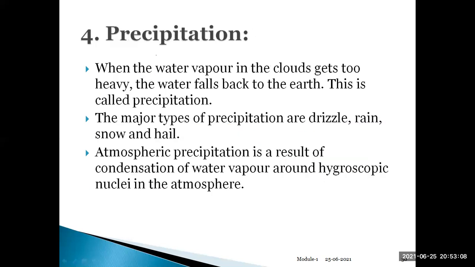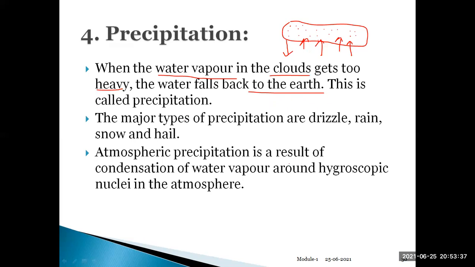And the next component is precipitation. So what happens when water vapor in the clouds gets too heavy? When more and more water vapor goes and is deposited in the atmosphere, it becomes heavy. When it reaches a maximum limit, that water falls back to the earth. That is called precipitation.